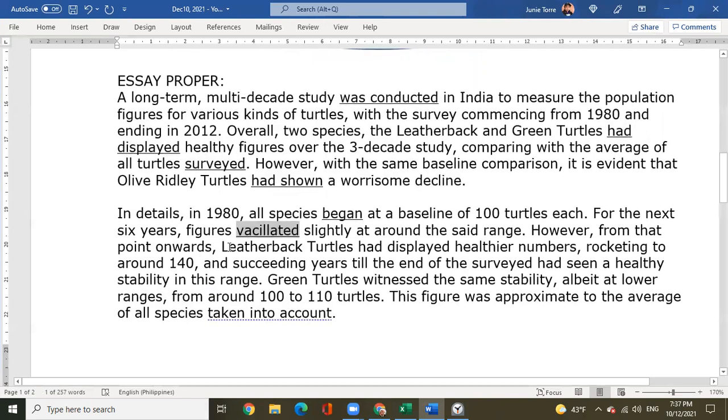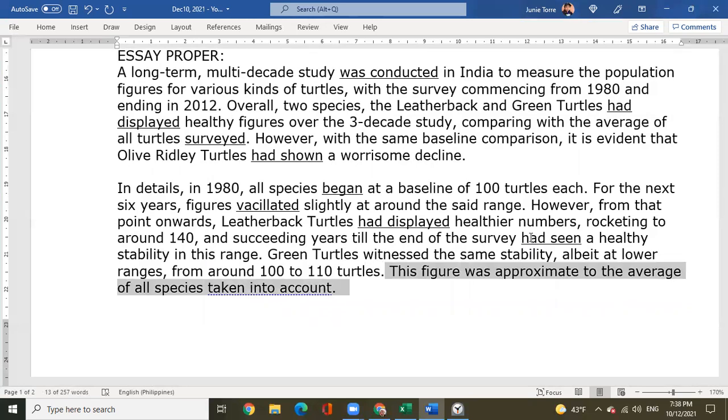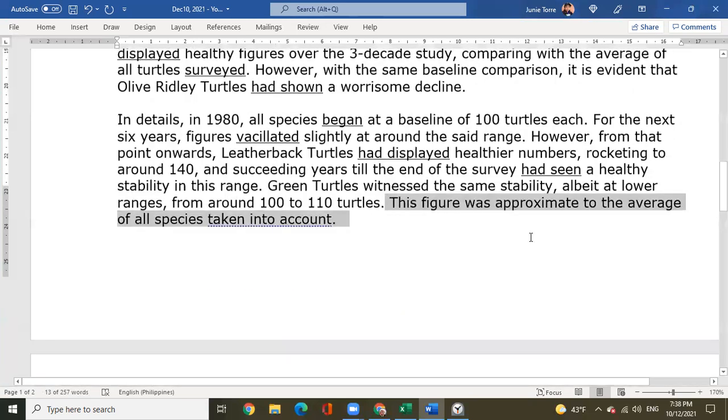However, from that point onwards, leatherback turtles had displayed their healthier numbers, rocketing to around 140 in succeeding years, till the end of the survey had seen, past perfect, a healthy stability in this range. Green turtles witnessed the same stability, albeit at lower ranges from around 100 to 110 turtles. This figure was approximate to the average of all species taken into account.